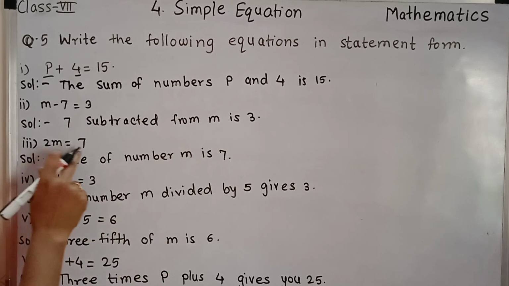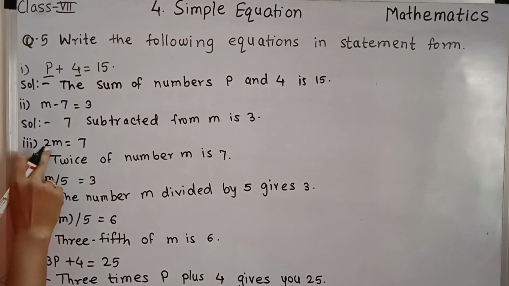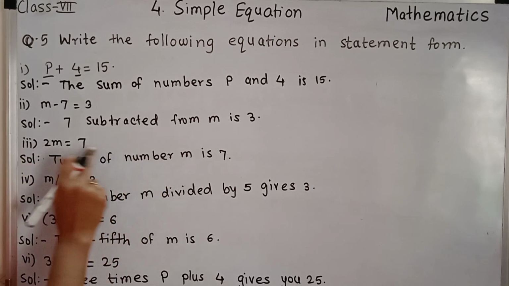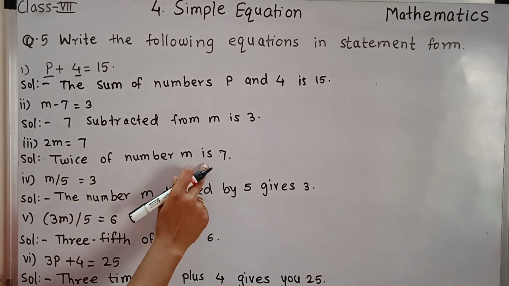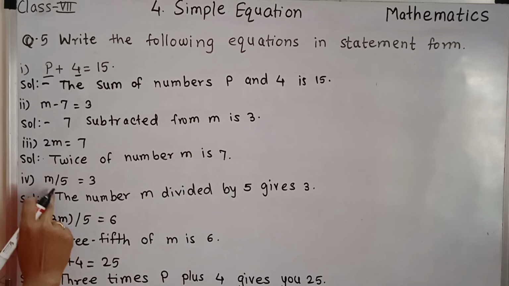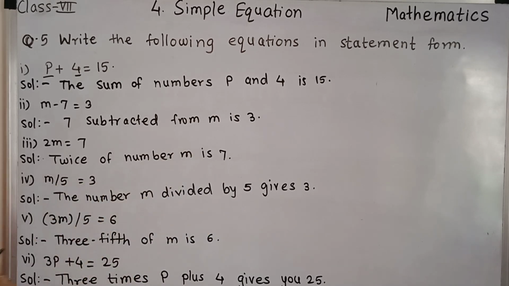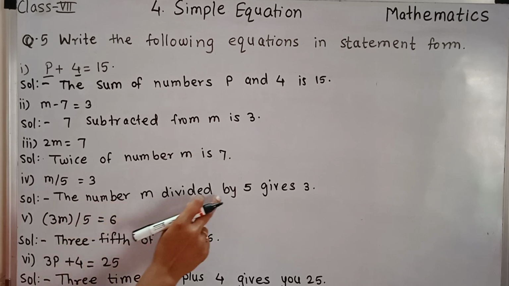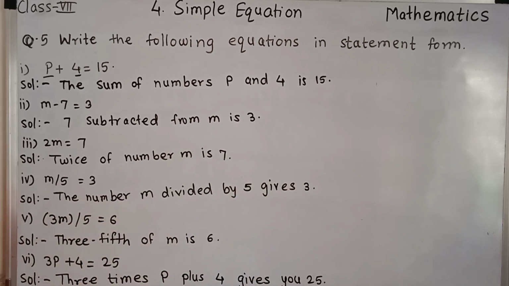Third one is 2m equal to 7. So it is twice of the m. So twice of the number m is equal to, is, 7. Next is m divided by 5 equal to 3. So the number m divided by 5 gives us 3. Yes, very easy.